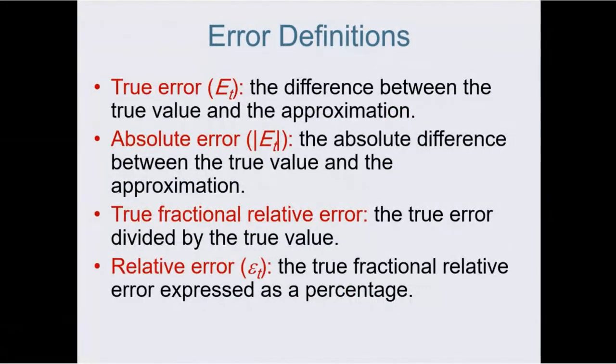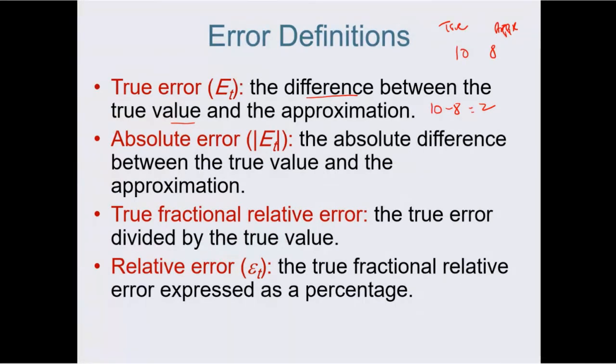We have some definitions for error that we can use when we deal with the approximate values. The first one is the true error. The true error is just the difference between the true value and the approximation. So if your true value, let's say, is 10 and you got a value of 8, then your true error is 10 minus 8, which is 2. So that's your true error.